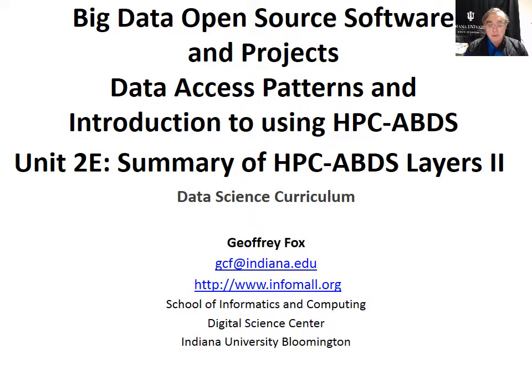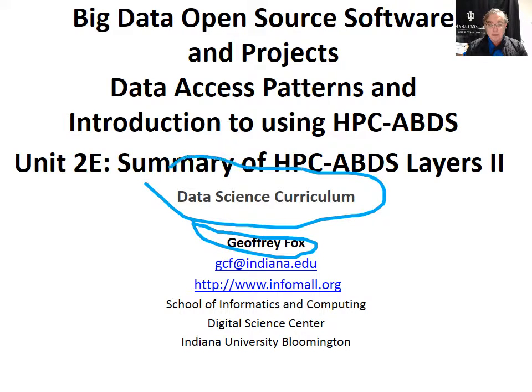Okay, here we are. Jeffrey Fox, data science curriculum. Not very good at circling here. Big data, open source software and projects course. And we're on lesson 2E in the data access patterns introduction to using HPC ABDS. That introduction is units 2D, 2E, 2F, and 2G.